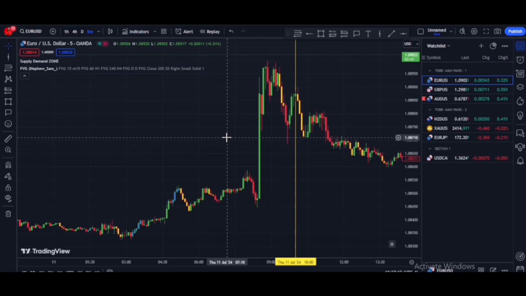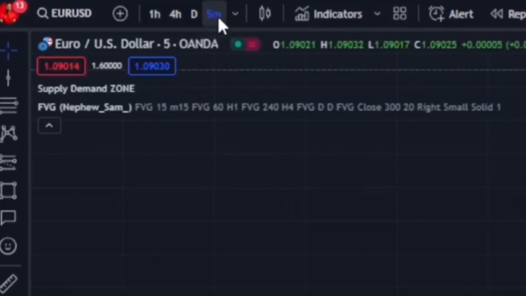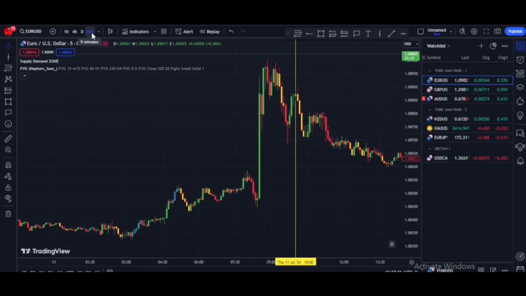And if you notice, I'm using the 5-minute time frame. I prefer to use the silver bullet strategy on the 5-minute time frame. You can use the 1 minute or the 3 minutes. It depends on what you actually want to use, but I personally prefer to use the fair value gap and the silver bullet strategy on the 5-minute time frame.